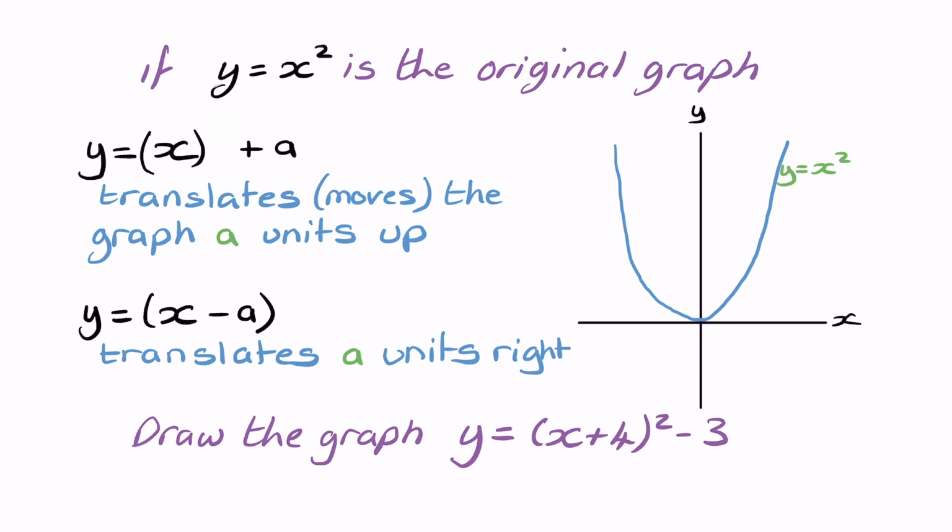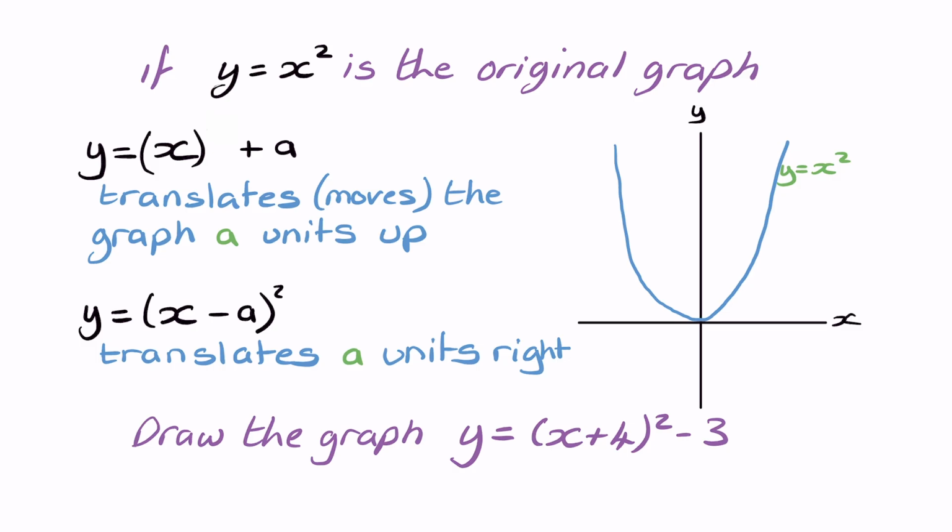Whereas if we were to add a number inside the bracket, as here, then this will translate a units to the right. So if you notice here, this is negative. So if this is a negative sign, then the turning point, the vertex, is going to move in the positive x direction. If this is positive, this will move in this direction.